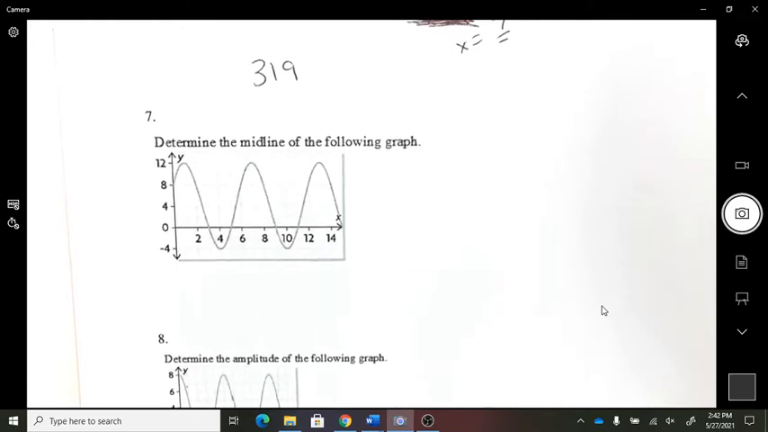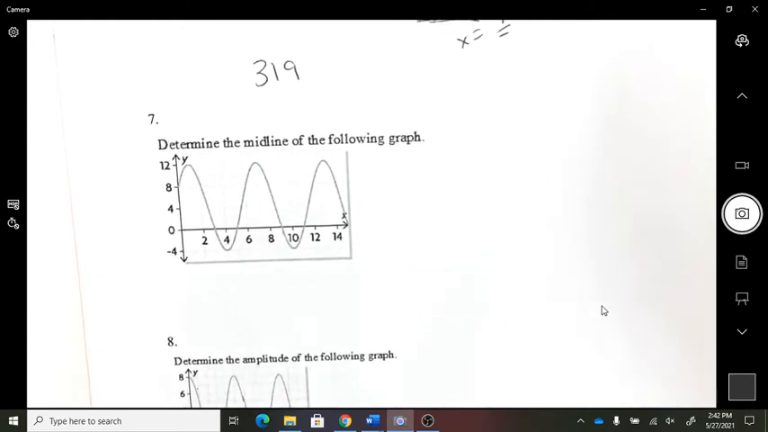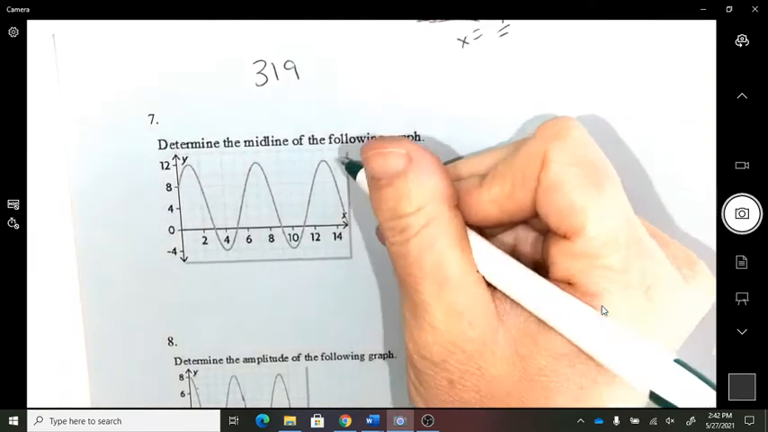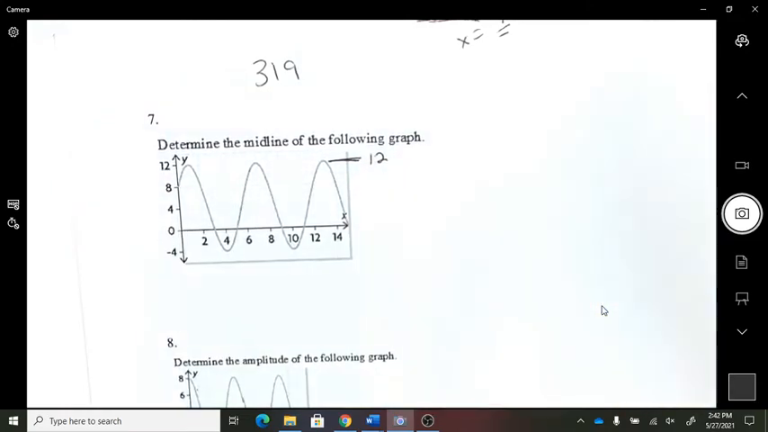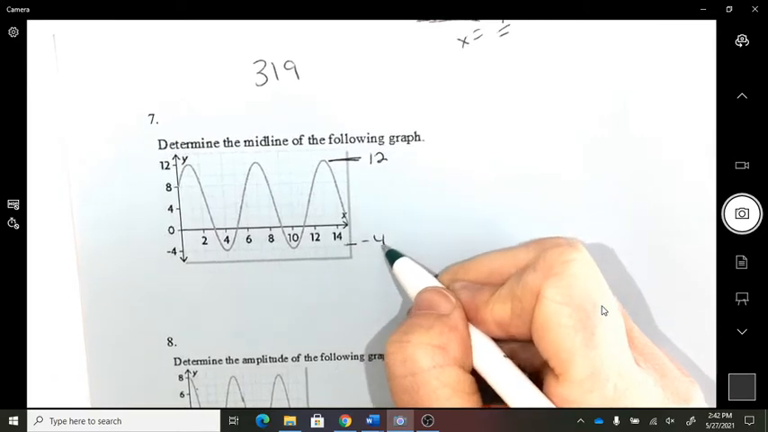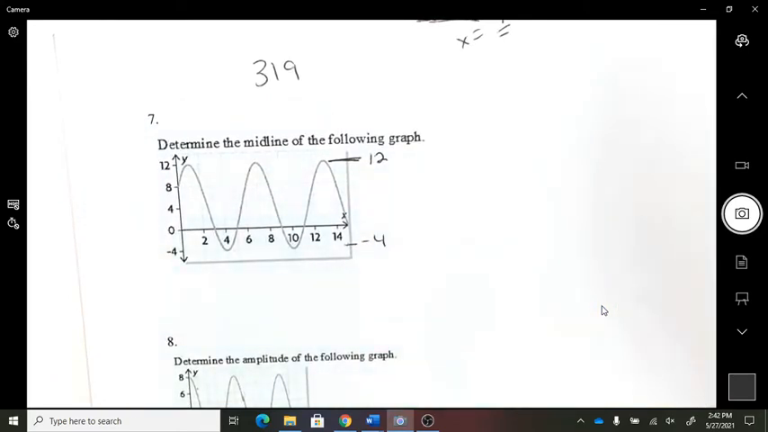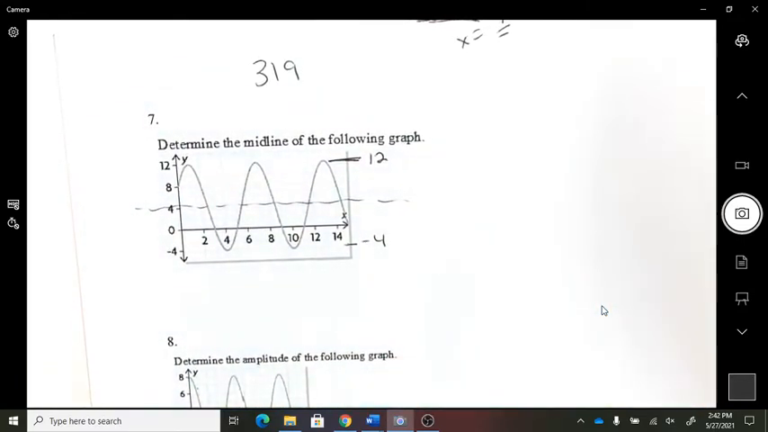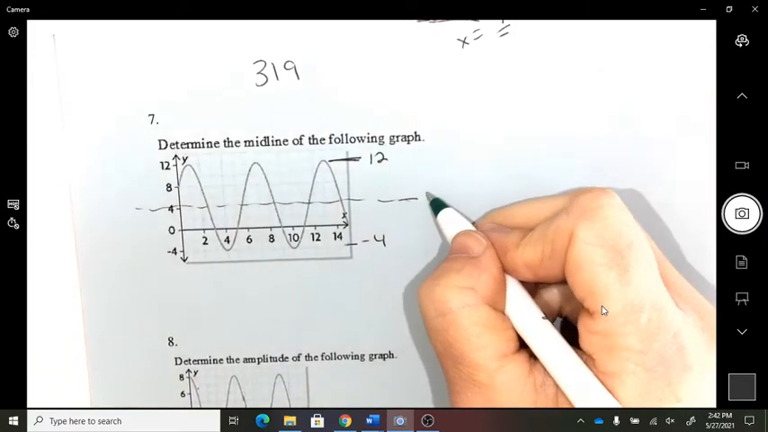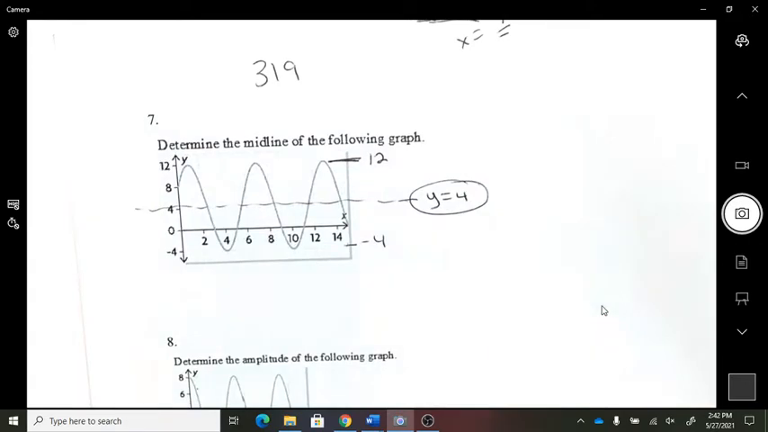Okay. A sine kind of curve. What's the midline? So why don't you tell me what the highest is actually? 12 is the high. -4 is the lowest. Can you figure out what would have been in the middle? 4. So when it says the midline, what do you actually need to do when you write it though? Y equals 4 is the midline.